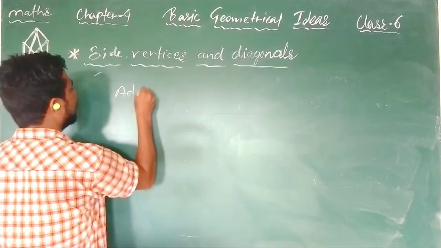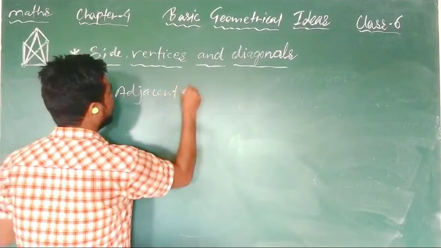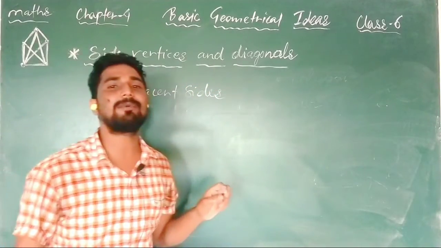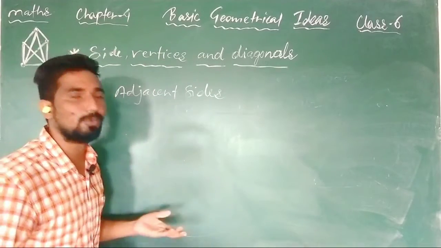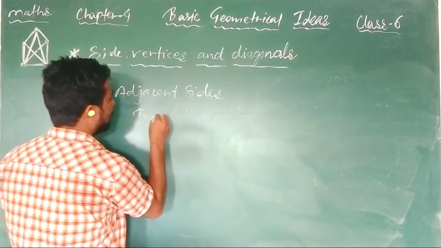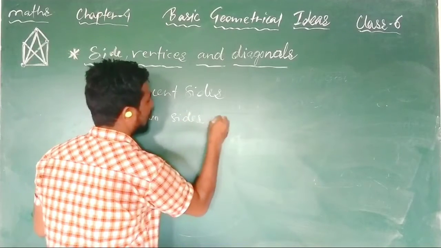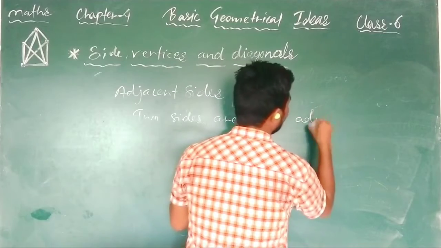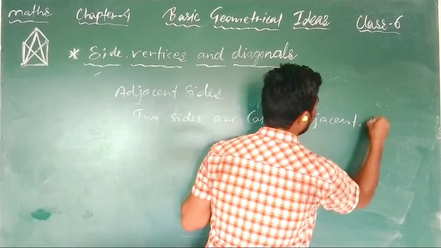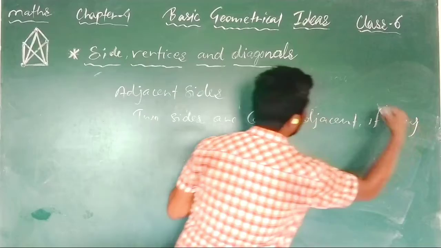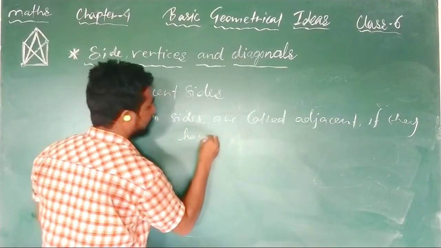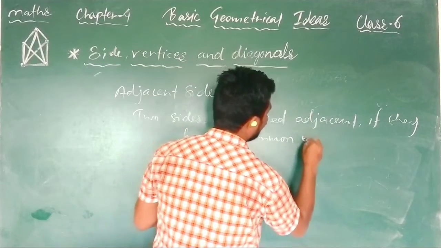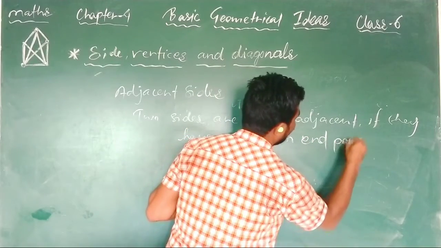What is an adjacent side? Adjacent side means what? Two sides are called adjacent if they have a common point or a common end point. Two sides are called adjacent if they have a common point or end point. You can also say a common end point.